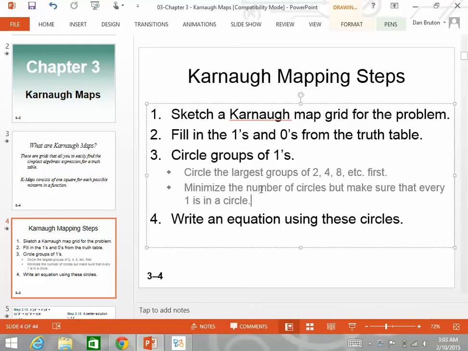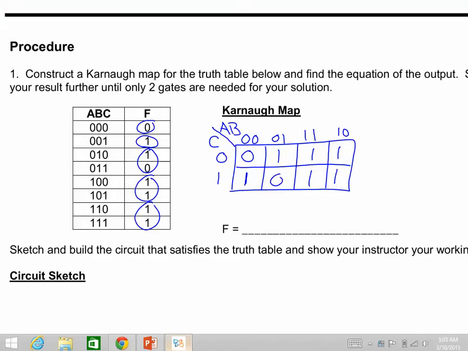And you want to minimize the number of circles. You can do some overlapping, but every one must be circled. All right, that might sound kind of confusing, so let's just look at an example here.